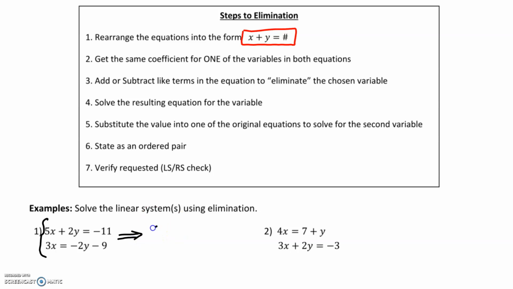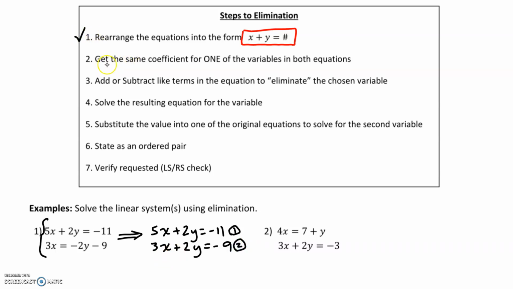So what we're going to do is just rewrite them. I'll rewrite the first equation. It's already set up how I want: 5x plus 2y equals negative 11. There's my first equation. And now I'm going to rearrange so that it goes 3x plus 2y equals negative 9. And there's my second equation. All right, so step 1 is done.